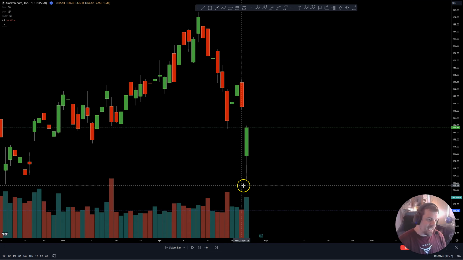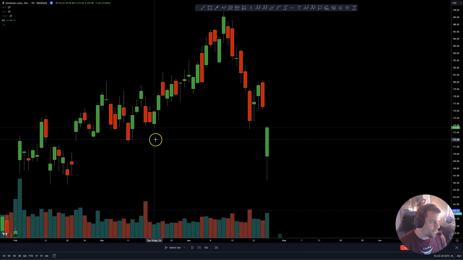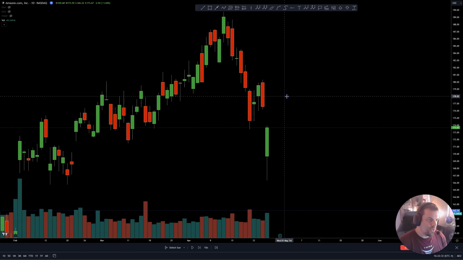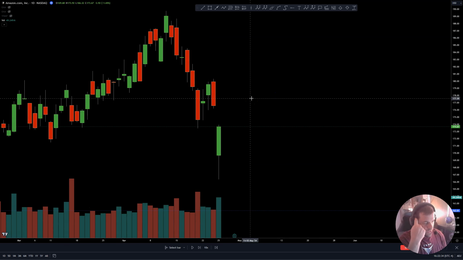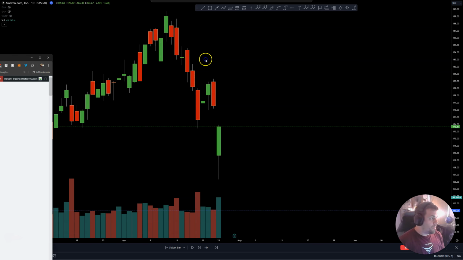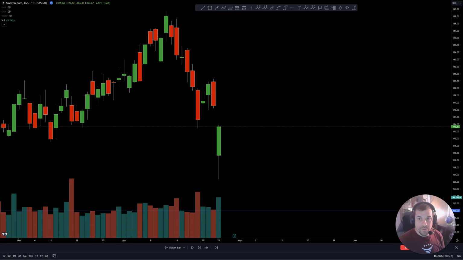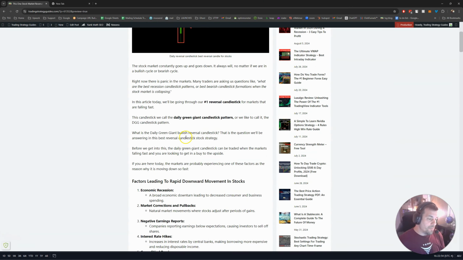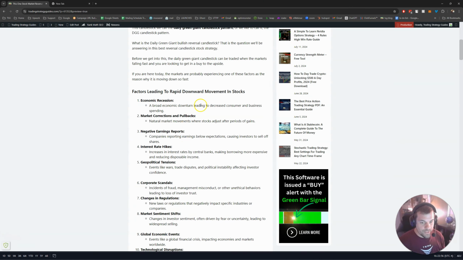But this is the candle in particular that we're looking at. Basically, what you need to be looking for is, obviously, continuation, and then we want to see a pullback. Now there are several different things that could cause this, and actually let me pull this up and show you, because we had a nice little list here. Let me show you all the things that could lead to a downward move.